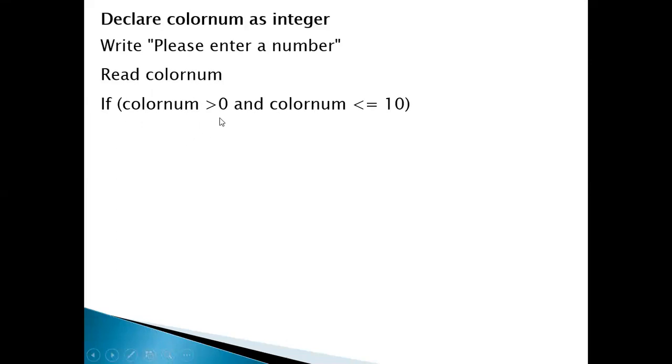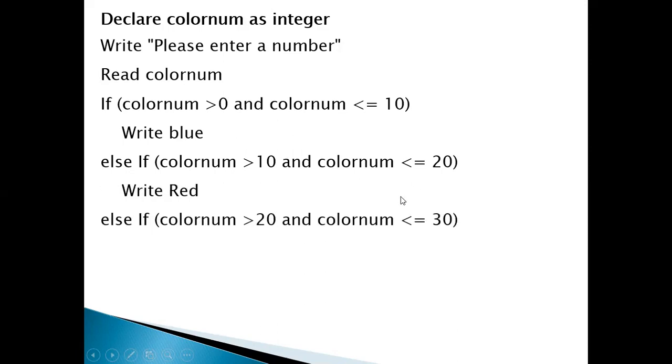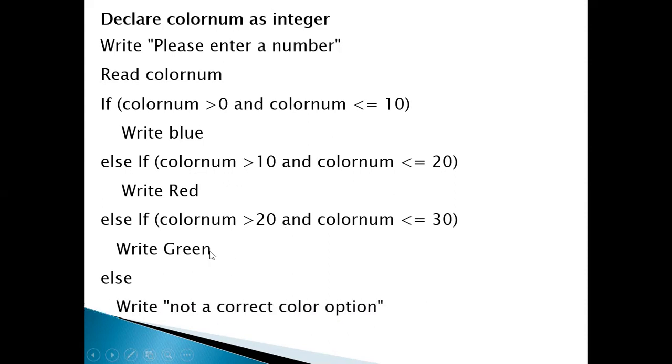So here you can write this: if color num greater than 0 and color num less than equal to 10, write blue. Else if color num greater than 10 and color num less than 20, write red. Else if color num greater than 20 and color num less than 30, write green. If all these conditions are wrong, then else will perform. Write, not a correct color option. Okay, you have made it right.